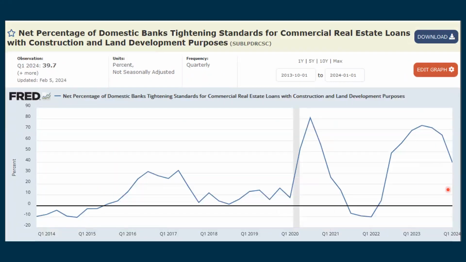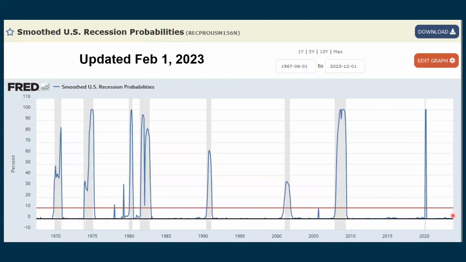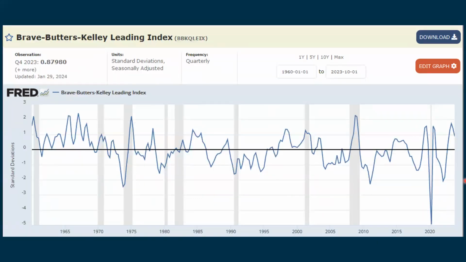The bank tightening standards have been decreasing. We had this reading a week ago, and it shows that banks are a little more willing to loan out some money. And we had the latest reading from the real-time recession rule indicator. We're below the red line, and that was updated February 2nd. Also, we're just barely above the black line with the U.S. recession probabilities. We get concerned when we go above the red line. We're coming down a little bit here with the Brave Butters. That was updated at the end of January.